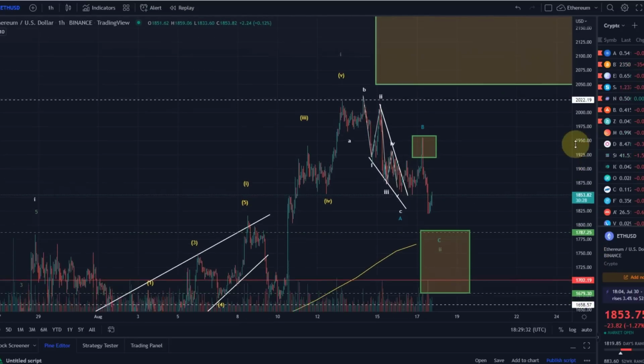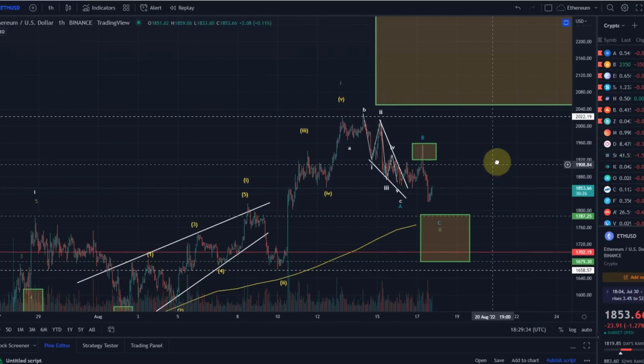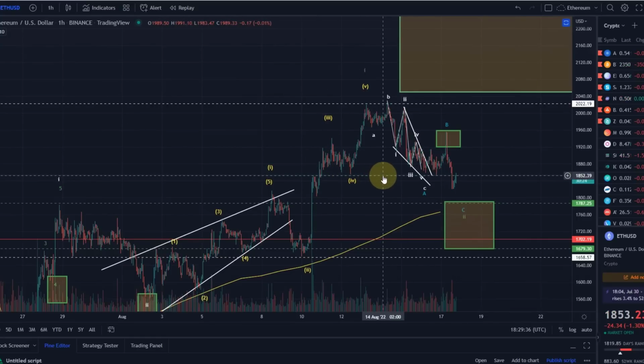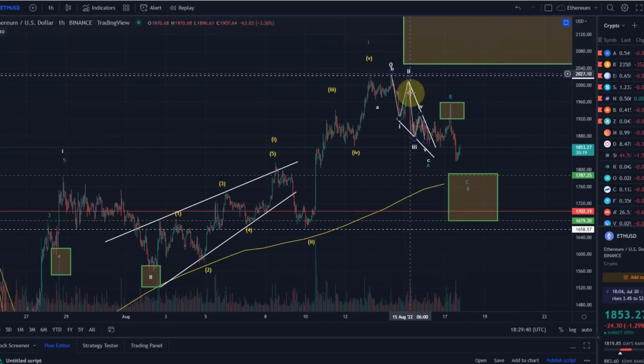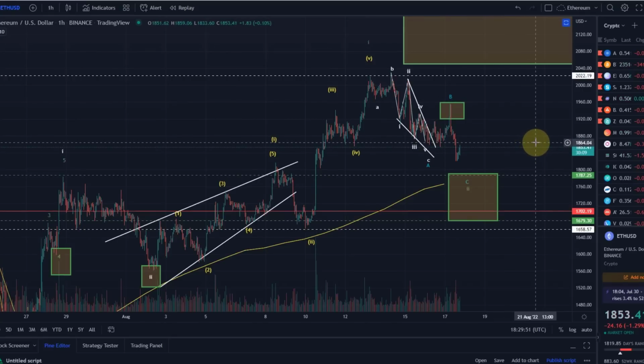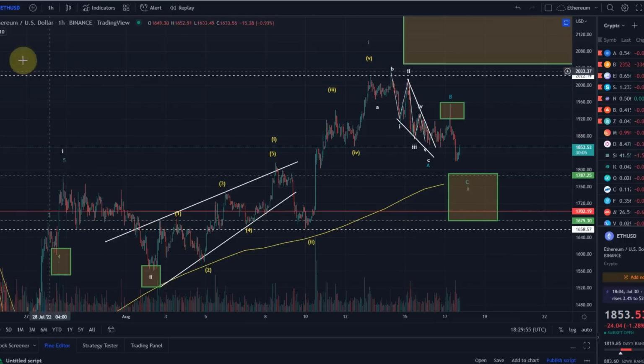But here you can see nicely how traditional patterns that pattern traders would use, and the Elliott Waves work together. Both are pointing towards a further move to the downside. So the head and shoulders pattern, you can see that we broke the neckline. The neckline was probably here around 1864. Okay, so that was the neckline.